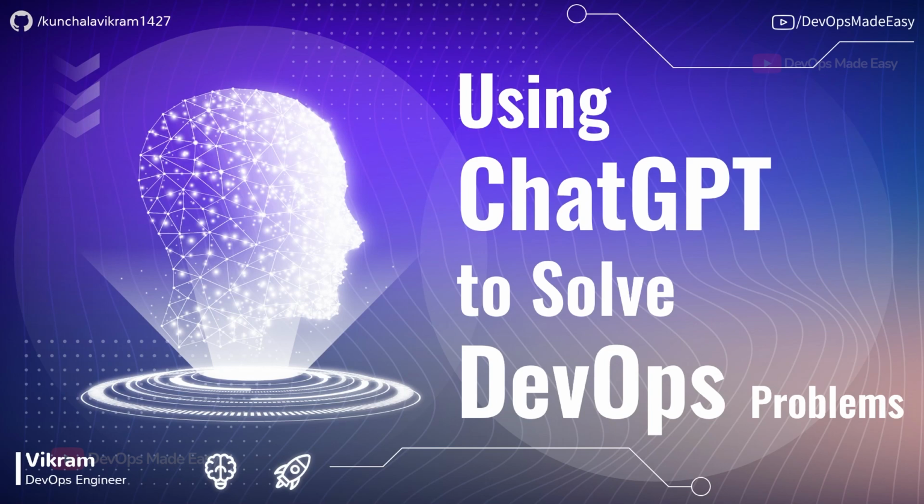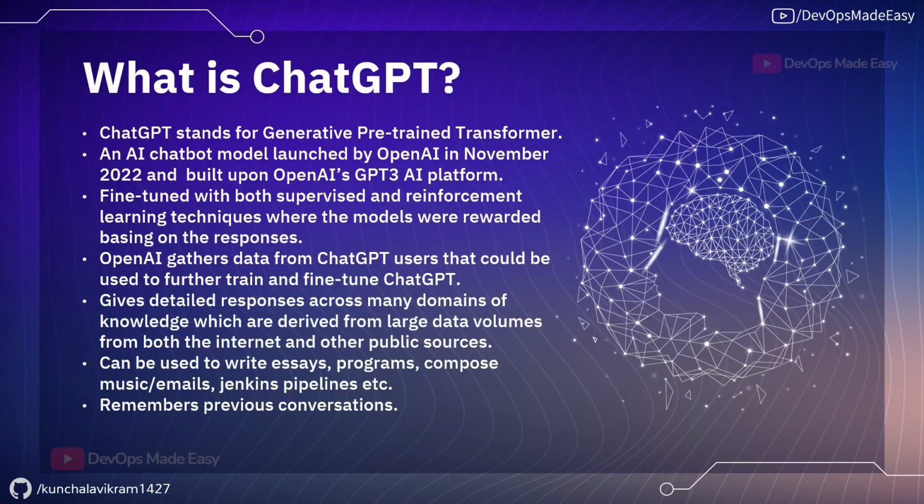Now let's see how ChatGPT can be used for some of the DevOps tasks, and we'll see this in action. ChatGPT stands for Generative Pre-trained Transformer. As we discussed, it is an AI chatbot model developed by OpenAI in November last year, and it is built upon OpenAI's GPT-3 platform.